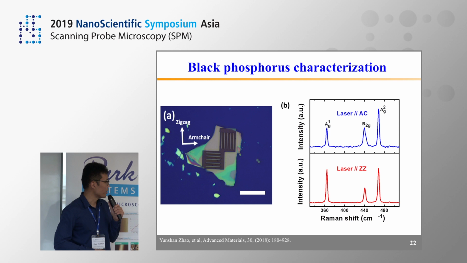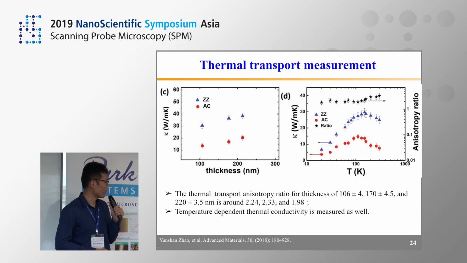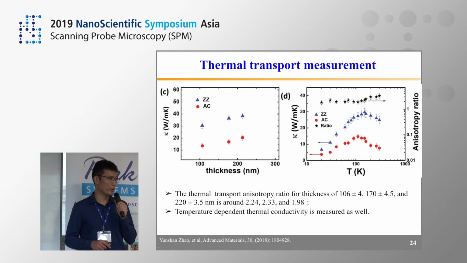We etched the black phosphorus flakes into nanoribbons. Why do we do this? Because we want to transfer a single nanoribbon on top of a mesh device, one for the thermal conductivity measurement and another for the Young's modulus measurement. Finally, the thermal conductivity measurement is put in this graph. For the different thicknesses, we can see the anisotropy ratio between the two directions is quite similar. We also performed temperature-dependent thermal conductivity measurements for the nanoribbons of different directions.